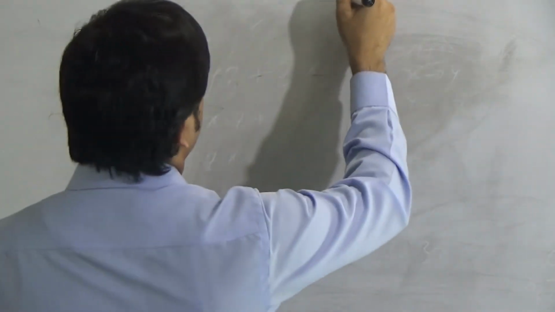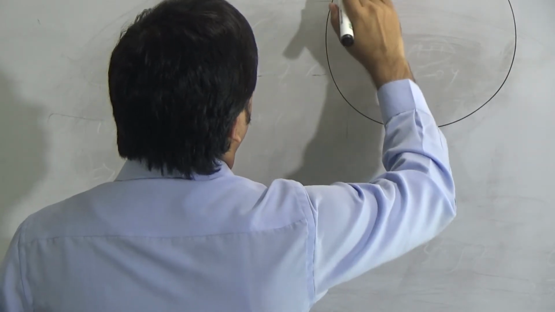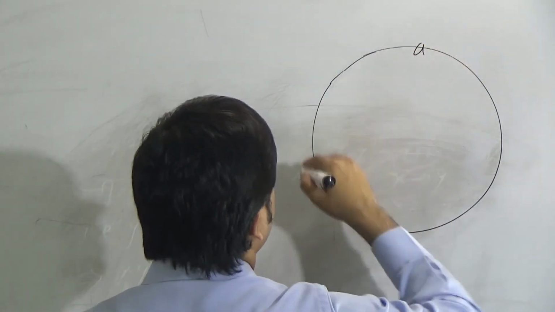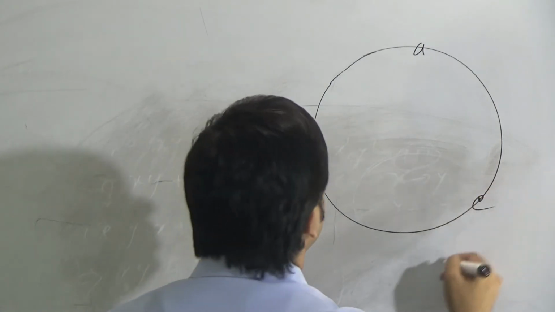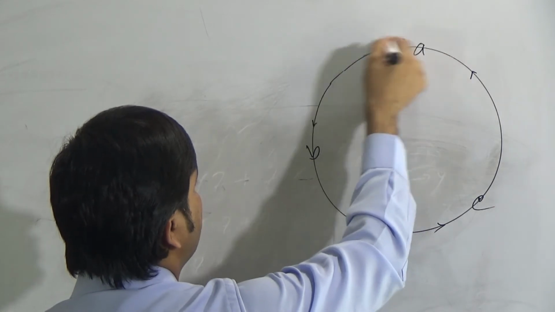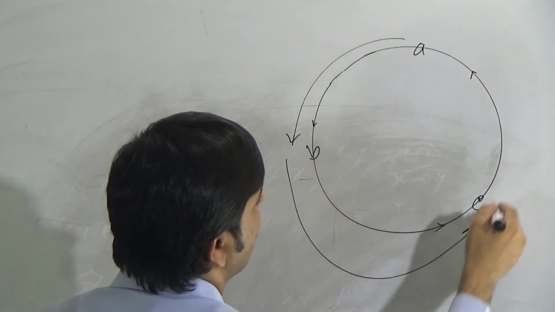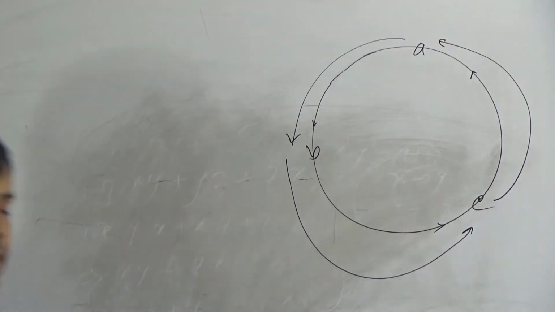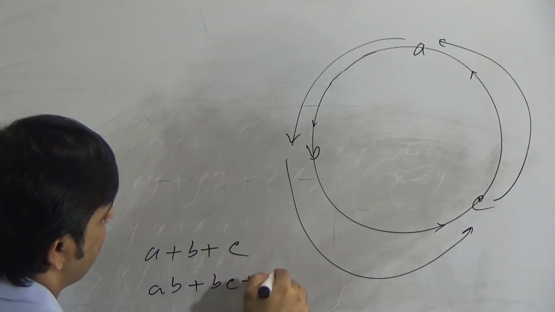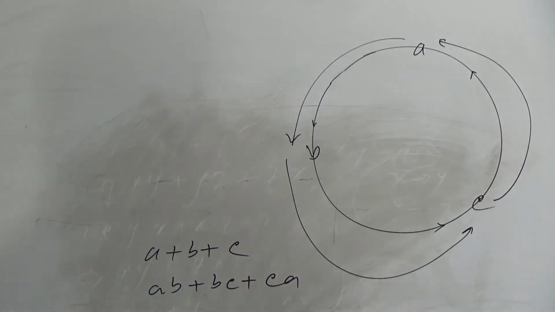Dear students, if I draw a circle here, now suppose here is A, here is B, and here is C. So these are revolving anticlockwise. So we can write, at first we can go from A to B, then from B to C, then C to A. So if we write any expression maintaining this order, suppose A plus B plus C, or AB plus BC plus CA, we can write in this way.